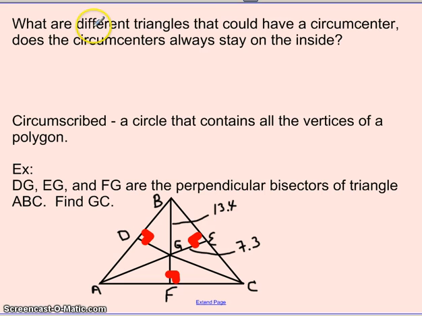All right, what are the different types of triangles that could have a circumcenter? Does the circumcenter always stay on the inside? So what different types of triangles could we possibly have? Well, the one that was drawn in the theorem itself was an acute. What happens if we had let's say a right triangle? Let's try and take a look at that for a minute. Close to a right.